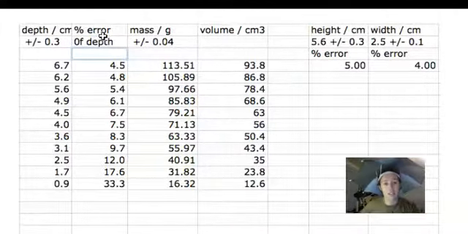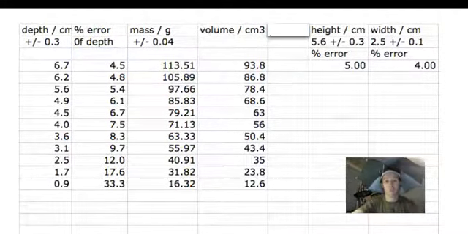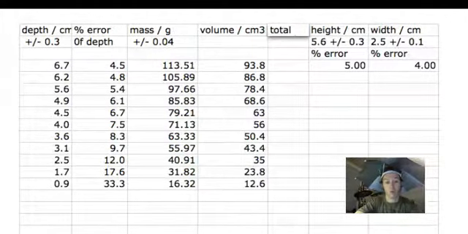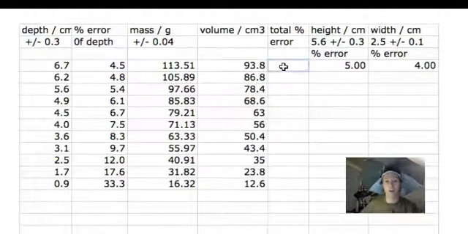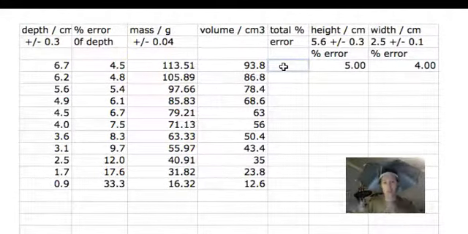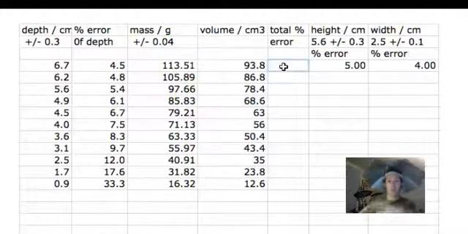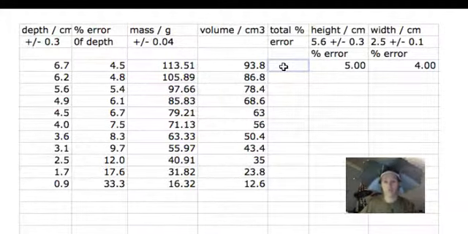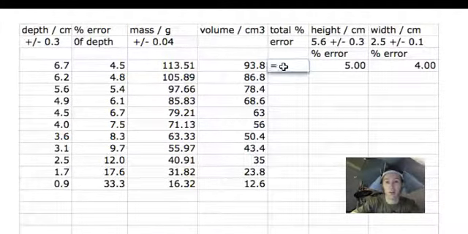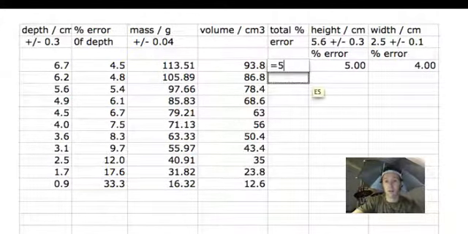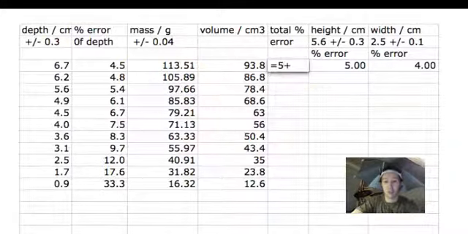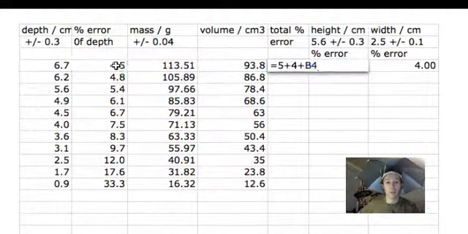Now this is needed because for the overall volume, we want to have the total percent error. And because volume is calculated by multiplying depth times height times width, when you have a multiplication of values that all have a percent error, you add all the percent errors. So I'm going to make a formula here that is going to say always do 5% plus 4% plus whatever crazy percent is here.